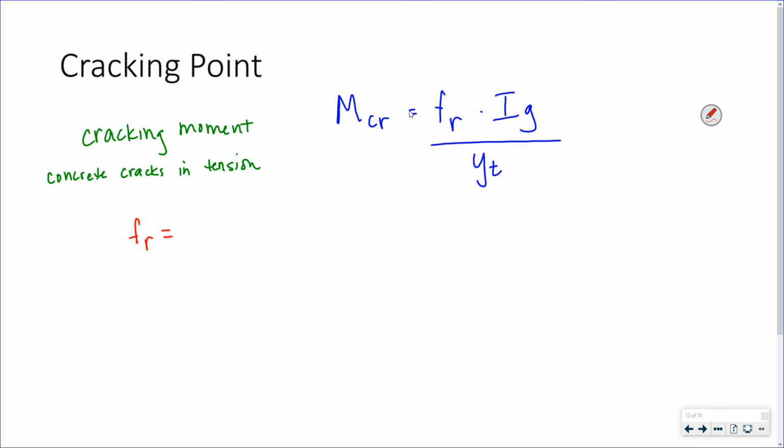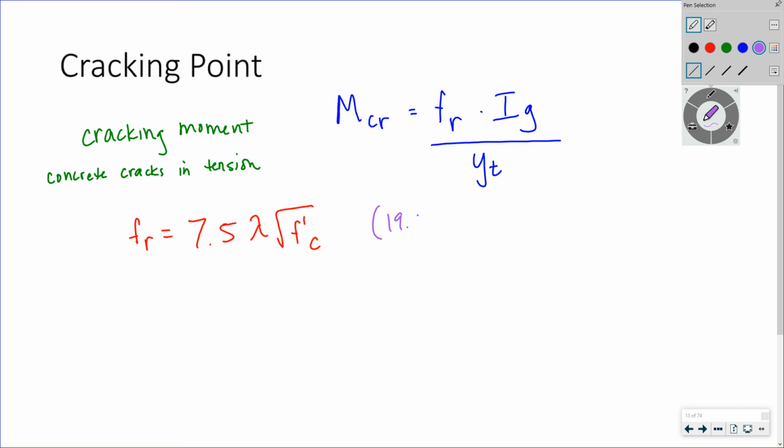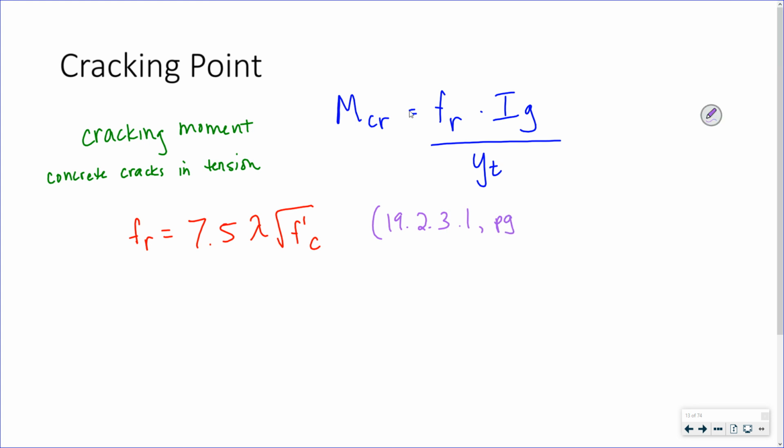Let's see, 19.2.3.1. My modulus of rupture, 19.2.3.1, for my modulus of rupture is 7.5 lambda square root f prime c. 19.2.3.1, page 356.